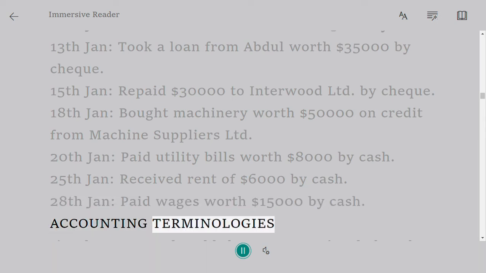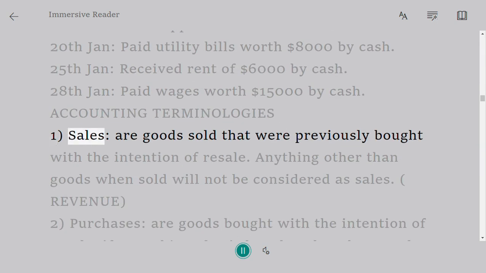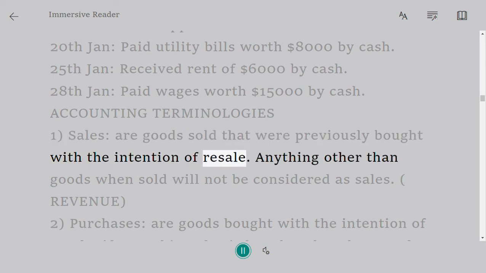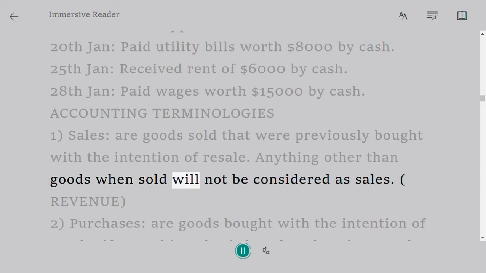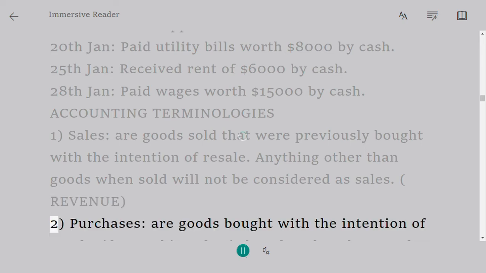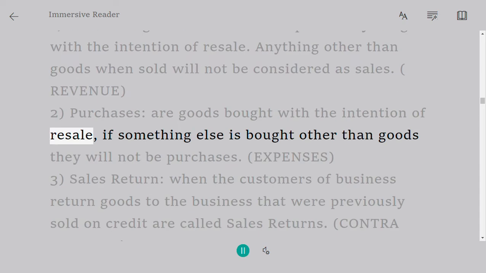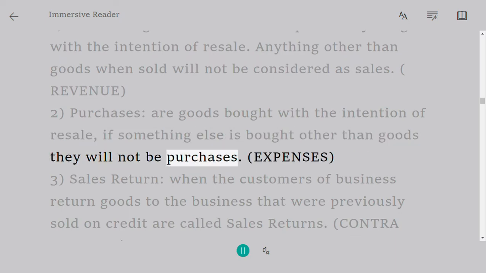Accounting terminologies. 1. Sales are goods sold that were previously bought with the intention of resale. Anything other than goods when sold will not be considered as sales. Revenue. 2. Purchases are goods bought with the intention of resale. If something else is bought other than goods, they will not be purchases.